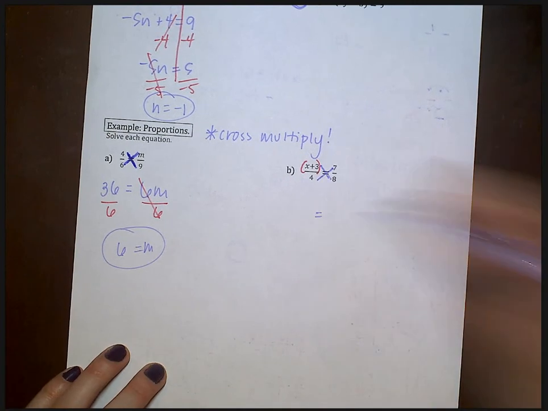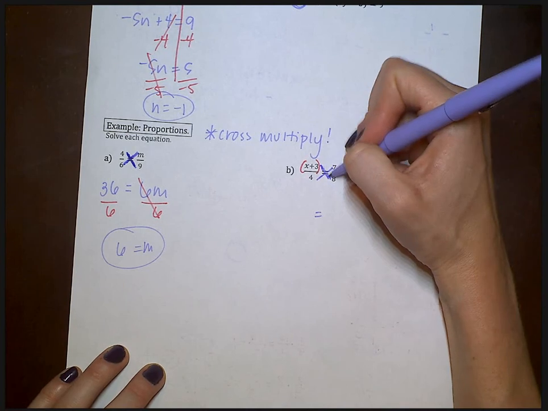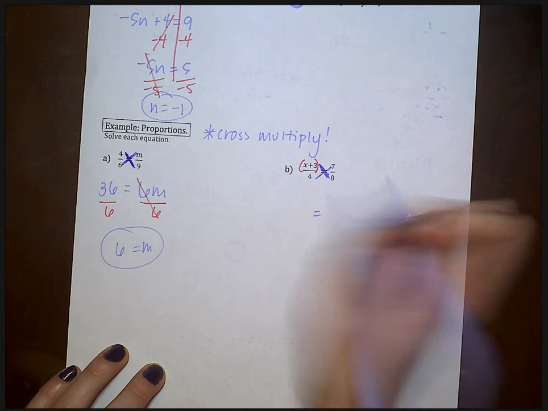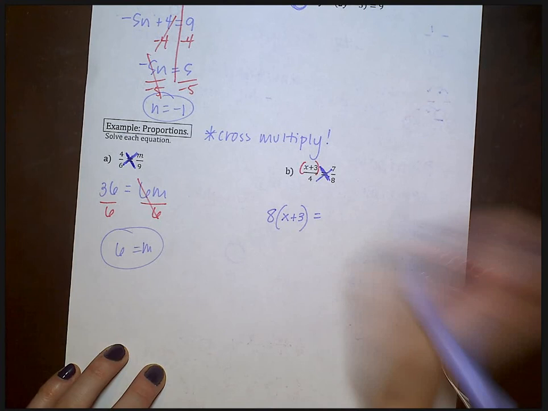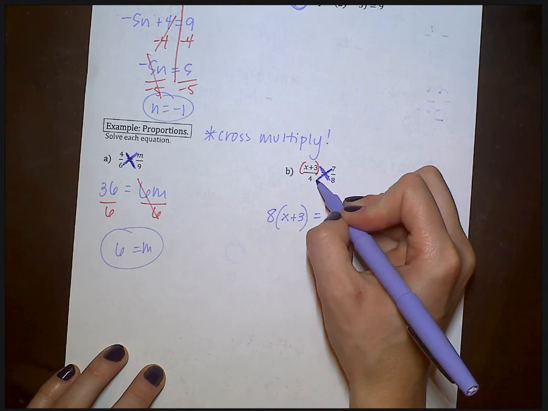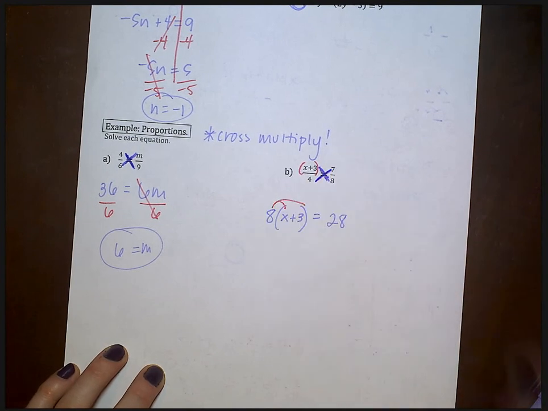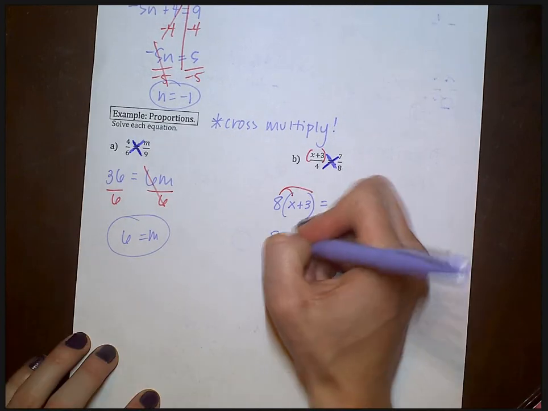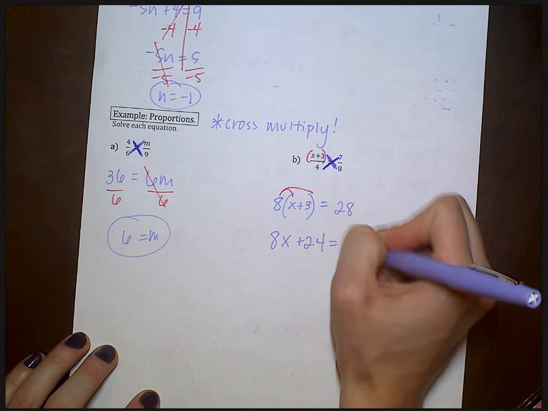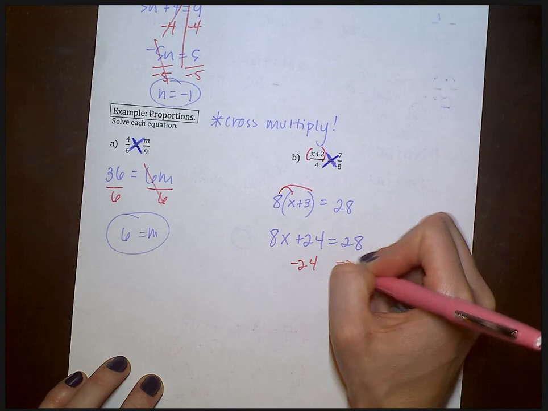So bring down your equal sign. On one side of the equal sign, you multiply those two things. So that's 8 times, and I'm going to put it in parentheses, x plus 3. On the other side, multiply the other cross, which is 4 times 7, 28. If you were to forget the parentheses, you would forget to distribute, which is going to totally change your answer. Okay, so be careful. You got to distribute the 8, and then you can solve your two-step equation.